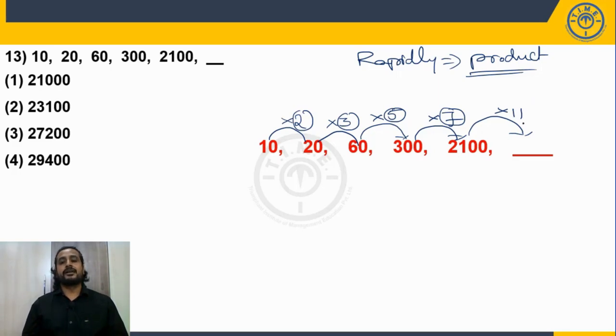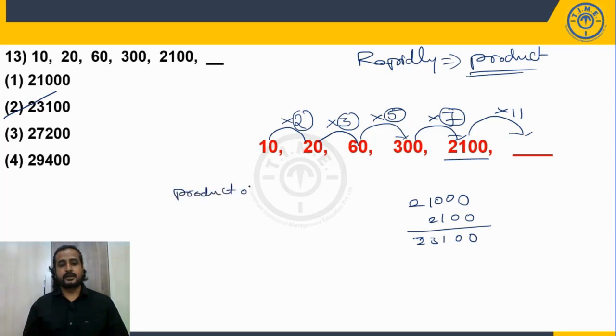So 2100 into 11. How to calculate it? 2100 into 10 times is 21,000. It is easy. And one more time is 2100. Totally 23100. 23100, choice 2. And what is the logic? Product of consecutive prime numbers. So choice 2 is our answer.